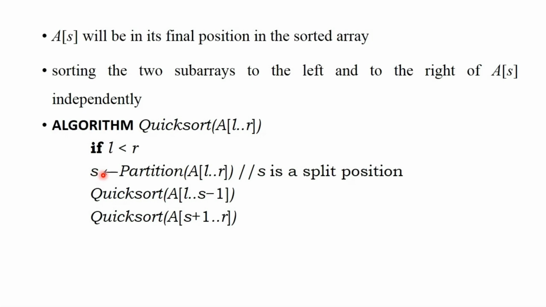So we are using divide and conquer. That means we have to now separately sort the array which is to the left of S. So quicksort of A of L until S minus 1, and we have to separately sort the right subarray, the array which is to the right of S. So quicksort of A of S plus 1 until the index R.